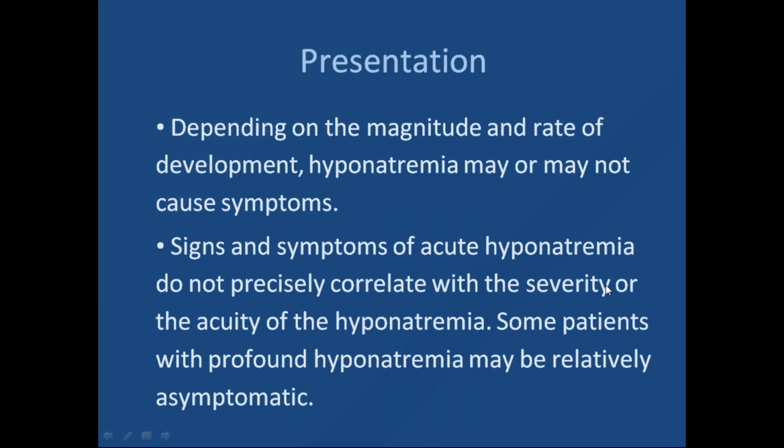So how does the patient present? Now we will see the hyponatremia signs and symptoms. How to recognize the patient with hyponatremia. Hyponatremia we can divide into acute and chronic. Both types of patients can be seen. So how do acute and chronic present? Both will be different. The most important difference is the magnitude and rate of development.